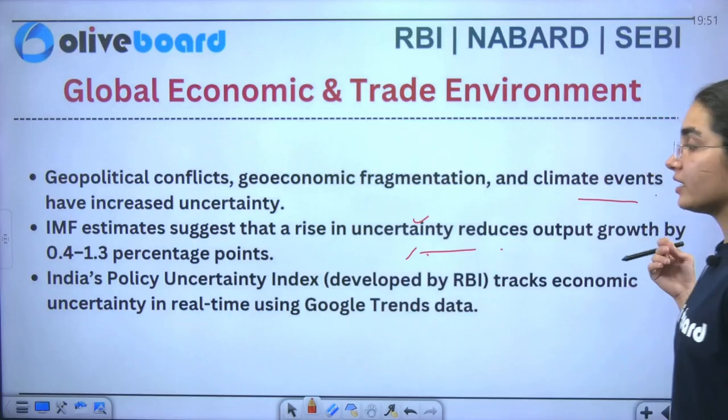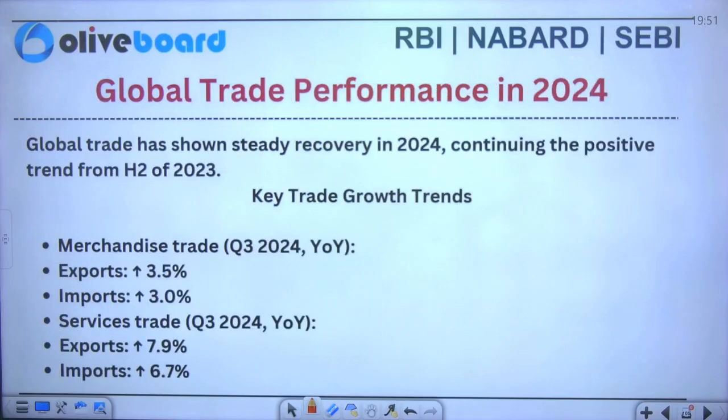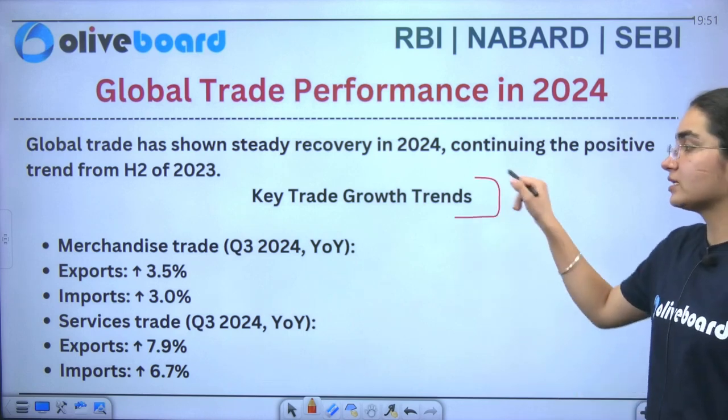Now if I talk about India's policy uncertainty index, which is developed by RBI, it tracks economic uncertainty in real time using Google Trends data. Okay. Now if I talk about global trade performance in 2024, you can see here that there is a continuous positive trend. If I talk about H2 of 2023, key trade growth trends में क्या क्या है?